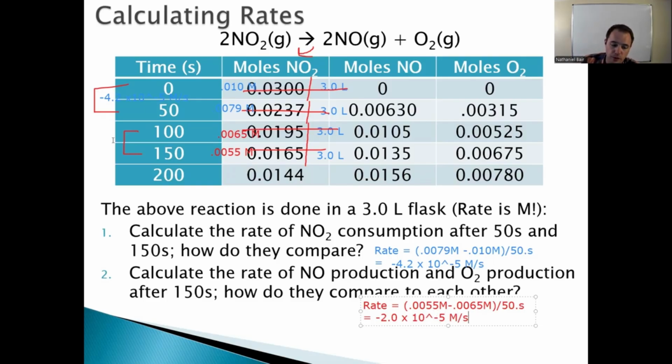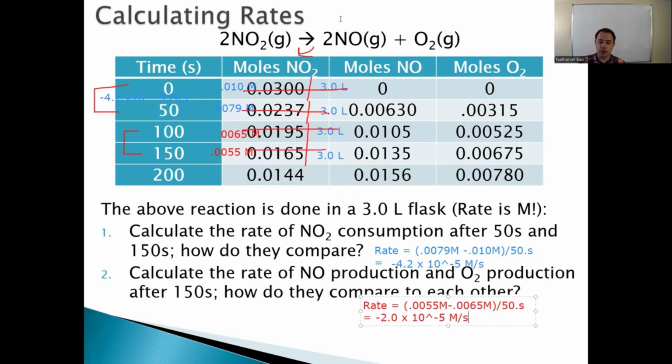The first thing you should notice is that it did not stay the same. At the beginning of the reaction, the NO2 was going down at a rate of 4.2 times 10 to the negative fifth. And now, later on in the reaction, the NO2 is going down by 2.0 times 10 to the negative fifth, because that's really what the negative means. It means the concentration is decreasing, right? So what has happened? It did not stay the same. The reaction has actually slowed down, and this should make sense. All reactions are going to be the fastest they're ever going to be at the very beginning, and then they're going to slow down. And we'll talk about why.